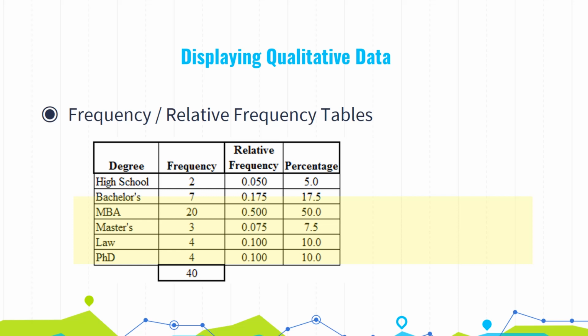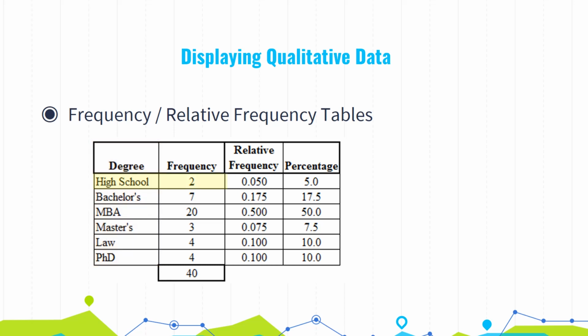So you've collected some data, some numbers. So how can you display them? If you have qualitative data, here we have a person's highest degree that they've completed, we can look at a frequency table. So what we do is we take the different values of this variable. Each value gets a different row, and we count how many times we've observed this value in our sample. So 2 individuals from our sample have as high as a high school degree, 7 have as high as a bachelor's, 20 have an MBA, 3 have a master's, 4 have a law degree, and 4 have a PhD out of a sample of 40.